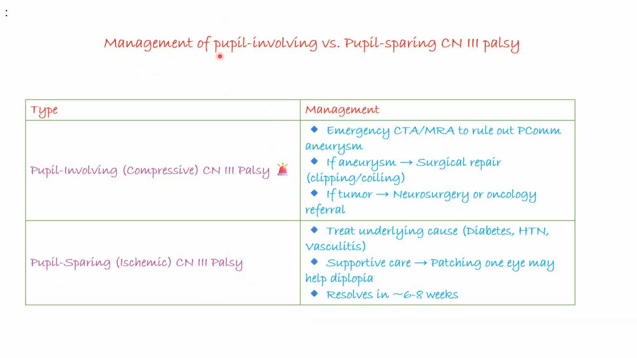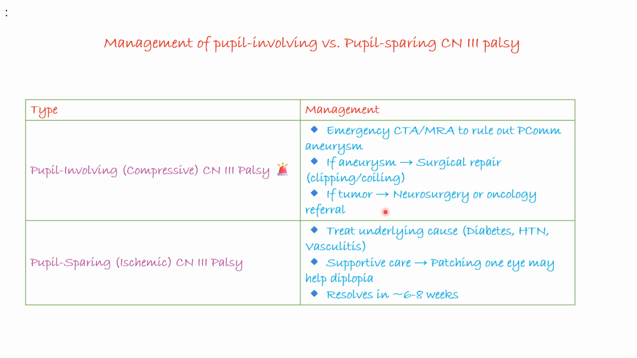So the management of pupillary involving versus pupillary sparing cranial nerve 3 palsy. Pupil involvement, you see this one is compressive, and we said it's an emergency for you to rule out the posterior communicating aneurysm. So if it is an aneurysm, then you surgically repair the aneurysm either by clipping or coiling.